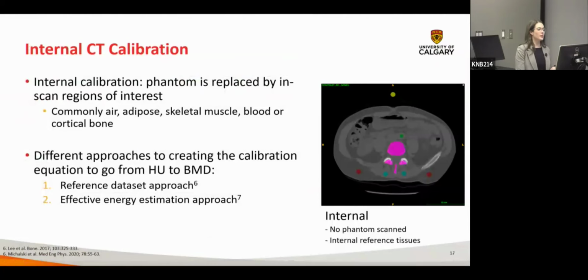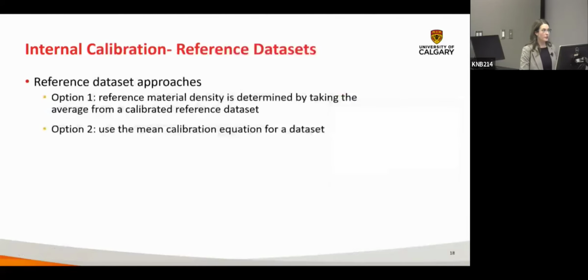And then the different approaches: the first one is that you can create a reference data set approach. And the second, which is the one that Dr. Boyd developed, estimates the effective energy, and therefore you can then extrapolate what the tissue BMD should be as well.